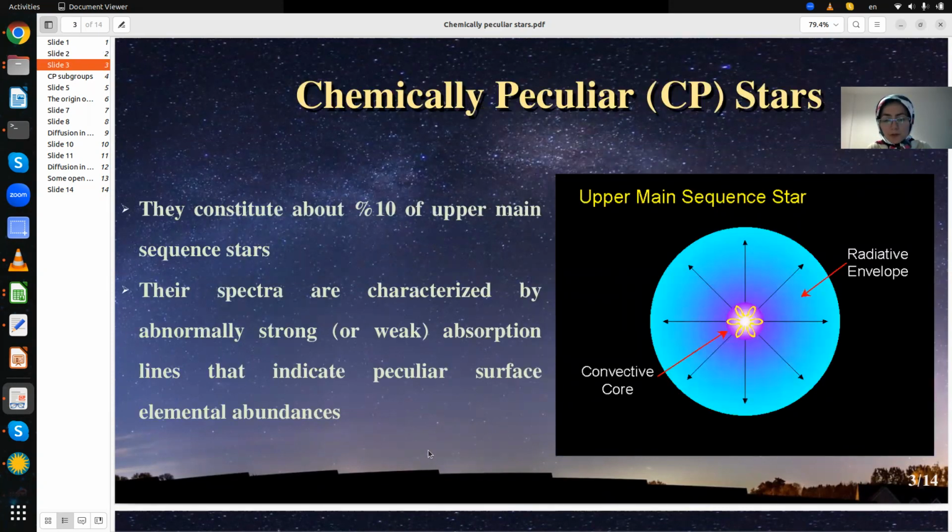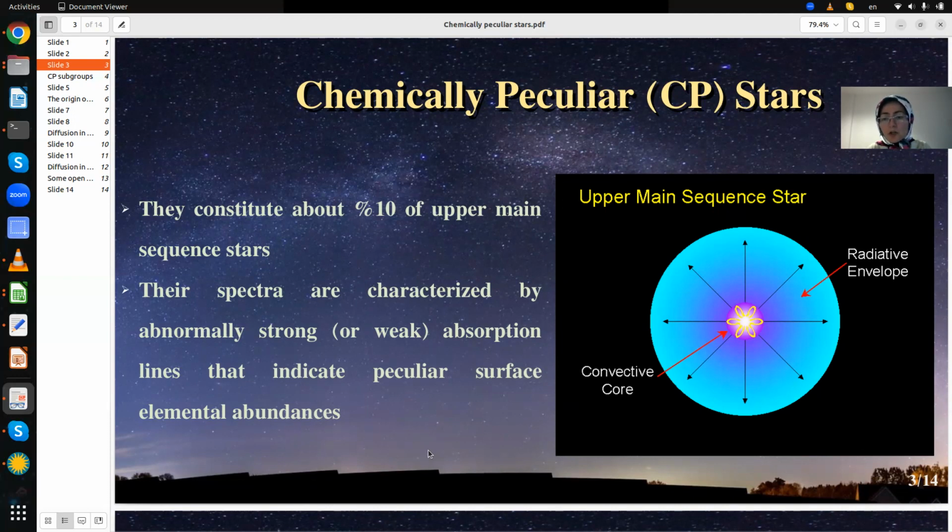But chemically peculiar stars are upper main sequence stars. They have spectral types from early B to early F, whose spectra are characterized by abnormally strong or weak absorption lines that indicate peculiar surface elemental abundances. The observed chemical peculiarities are thought to arise from the diffusion of chemical elements due to the competition between radiative pressure and gravitational settling. And these CP stars constitute about 10% of upper main sequence stars. They are commonly subdivided into 4 groups.